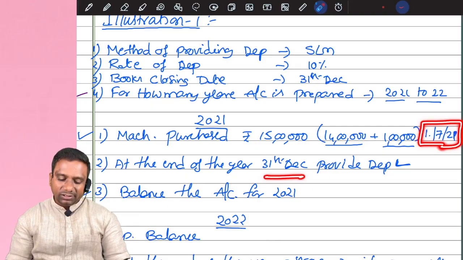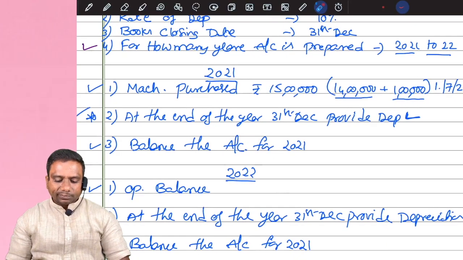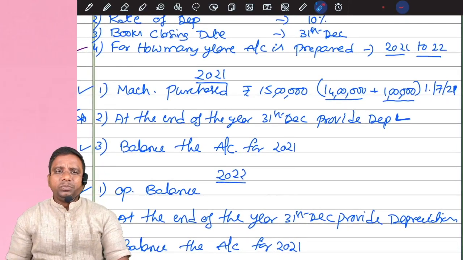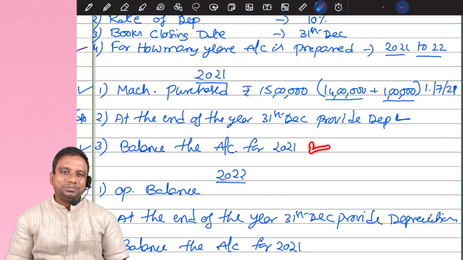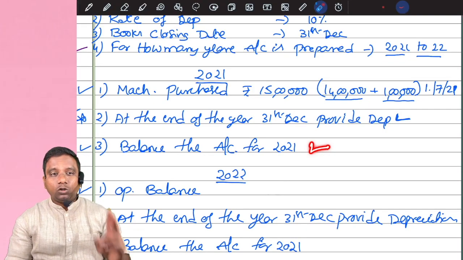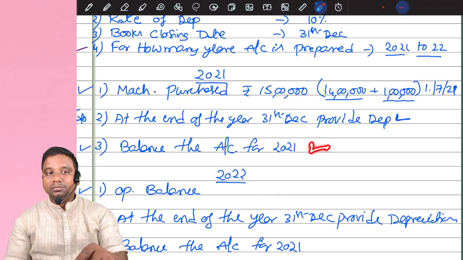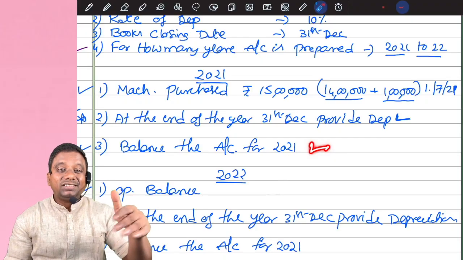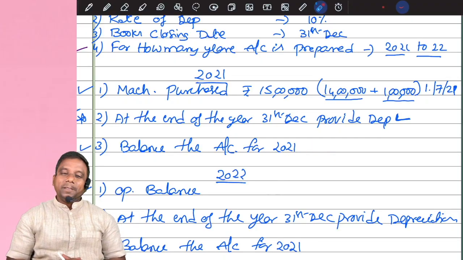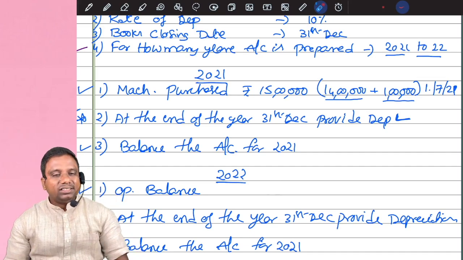Hope you are following. Yes, sir. Next. After recording the entry for depreciation, what is the next step? Balance the account. Here they have asked to prepare 2 accounts: 1. Machinery account. 2. Depreciation account. Machinery account is balanced. Depreciation account is closed. Why? Because depreciation is transferred to the P&L account. So for 2021, these are the steps we have to follow.